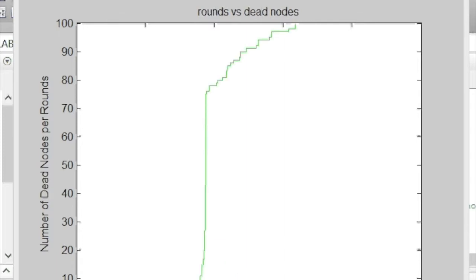So this is the graph for the number of dead nodes versus the number of rounds for the multi-chain Pegasus protocol, which again shows that the dead nodes are 0 initially, and they start increasing, which means that the alive nodes start dying on reaching the 2000th round, and they finally become 100. So all the nodes die.